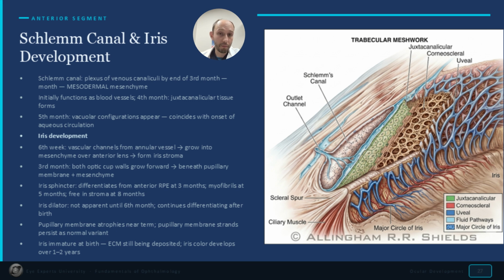So Schlemm's canal forms as a venous plexus at the end of the third month from mesoderm, because that's what forms our blood vessels, and initially functions as a blood vessel until it starts forming this kind of juxtacanalicular tissue and then eventually starts doing aqueous circulation. Iris development again starts at the sixth week. It's early because remember we're growing from the optic cup.